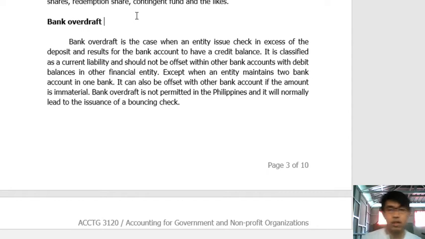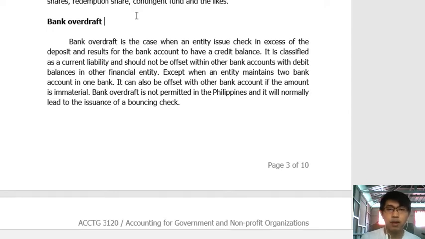So ano ang sinasabi related to overdraft? So kung mapapansin mo, ang discussion natin kanina ay doon sa pag-maintain ng cash on hand, cash fund, and cash in bank. So kapag ikaw ay mayroong cash in bank, meron kang, for example, ang current account or checking account, ikaw ay may account sa bank with checks, with checkbook. So, ang sinasabi sa bank overdraft ay nag-issue ka ng cheque in excess of the deposit.